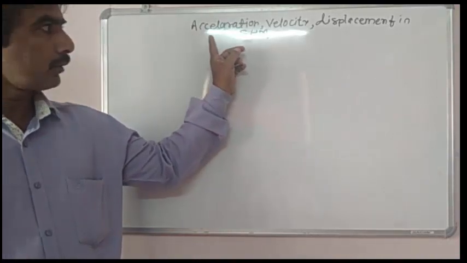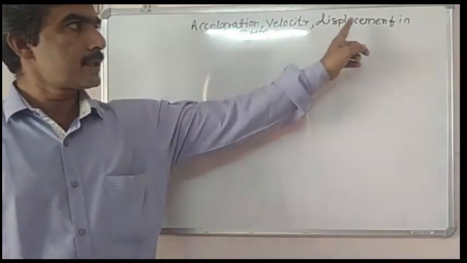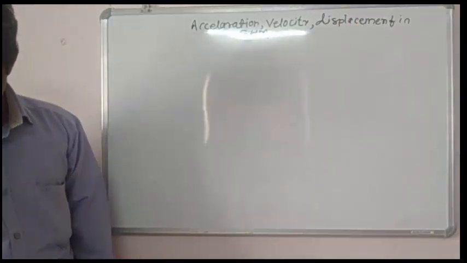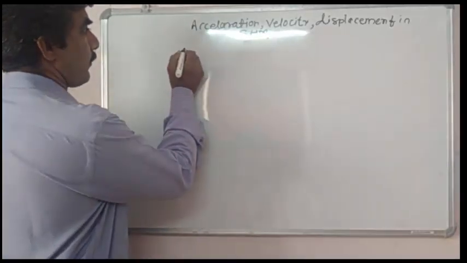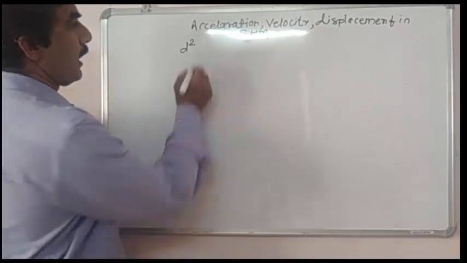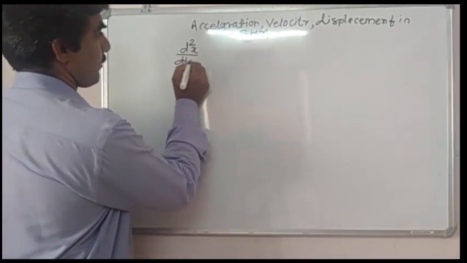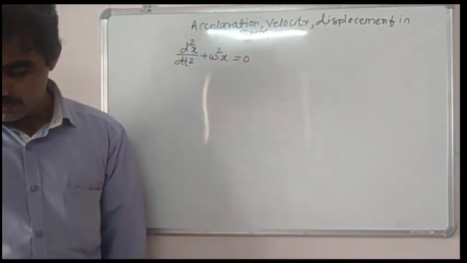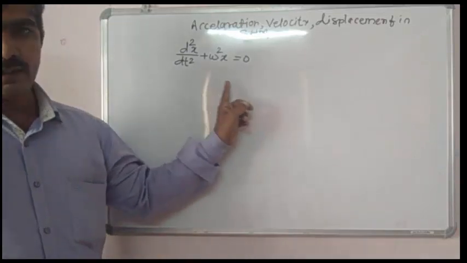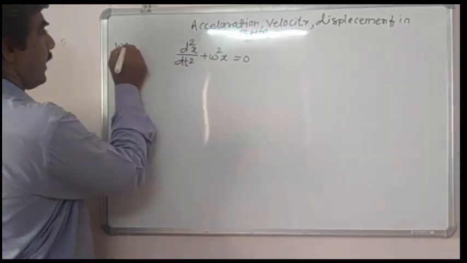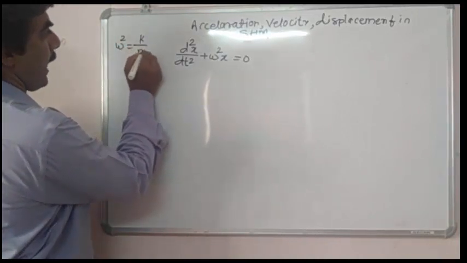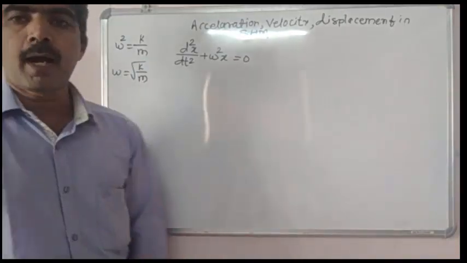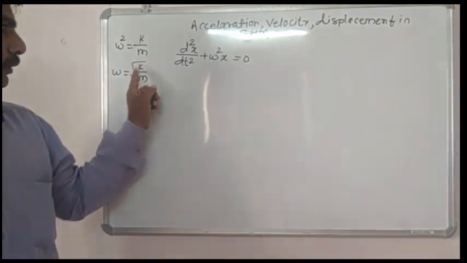Find the equations for acceleration, velocity and displacement in linear simple harmonic motion. We have the differential equation for simple harmonic motion: d2x by dt square plus omega square x equal to 0. This is the differential equation. Here omega square equal to k by m, or we can write omega equal to under root k by m.